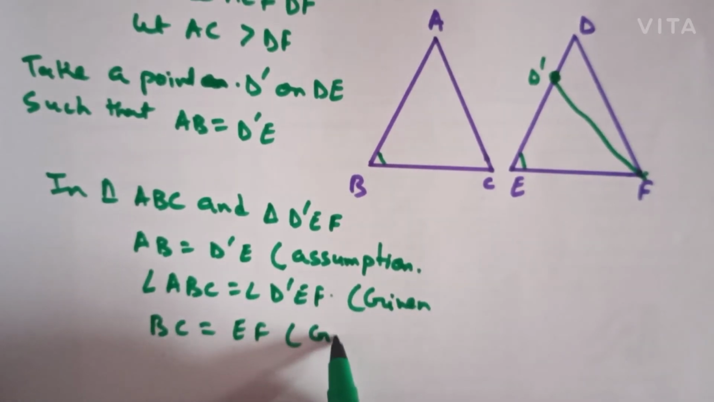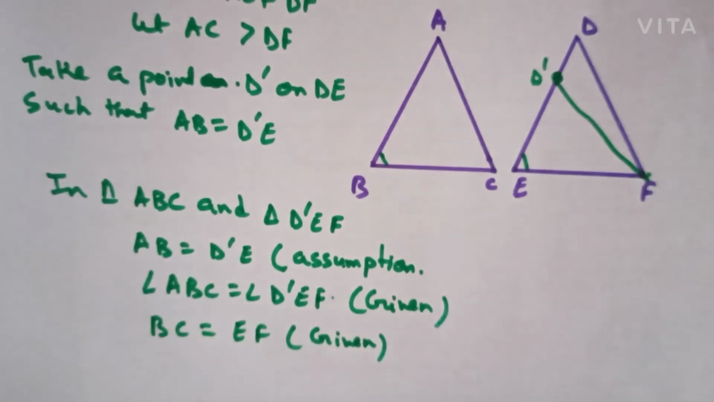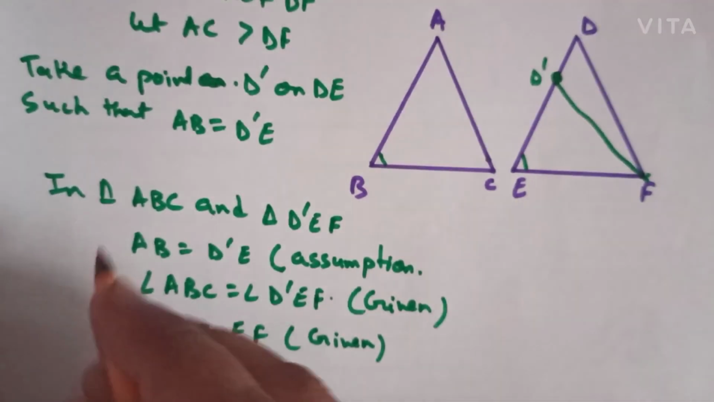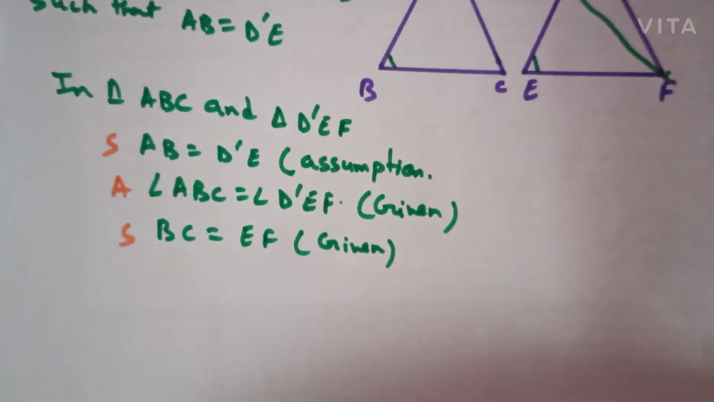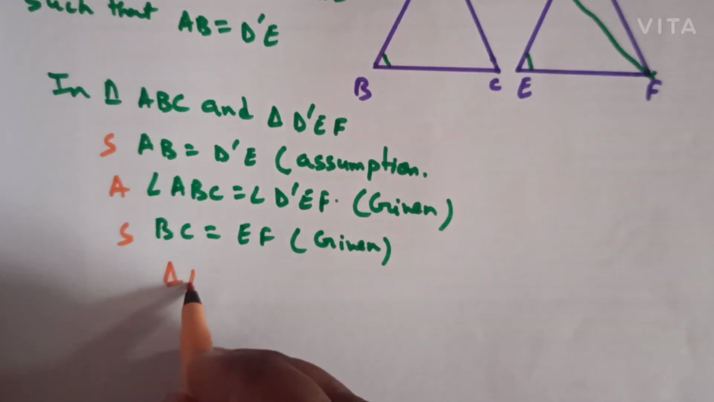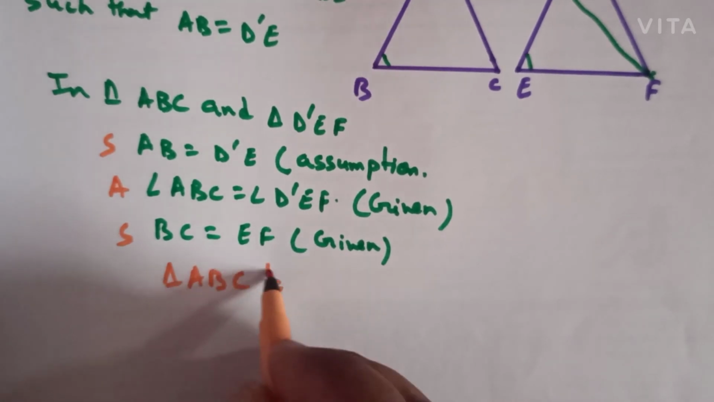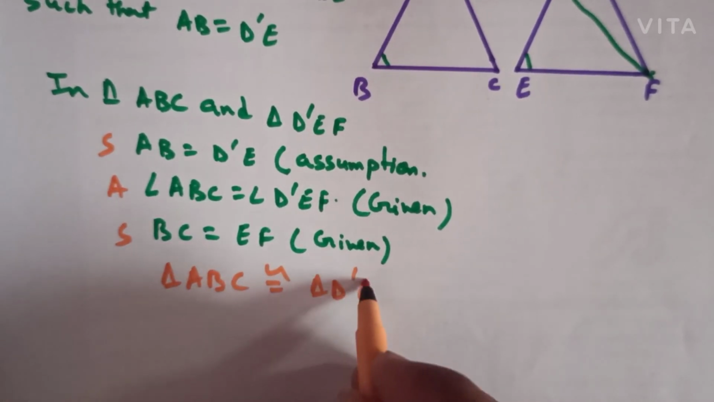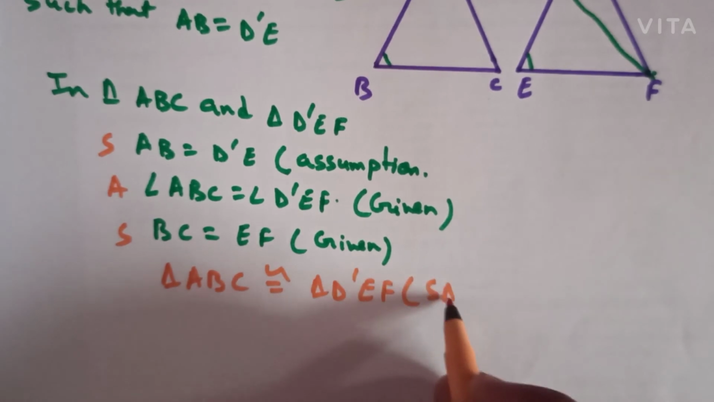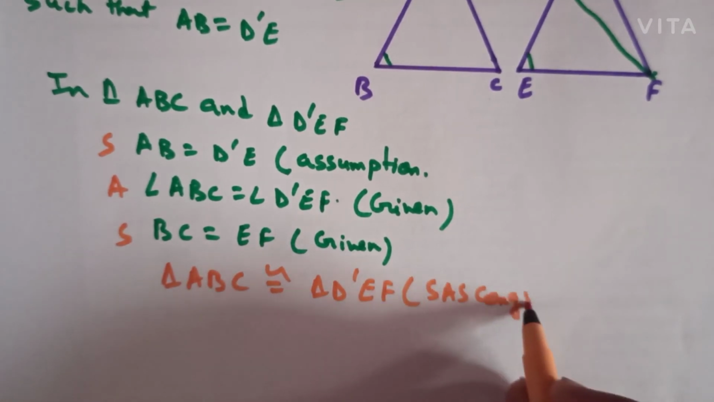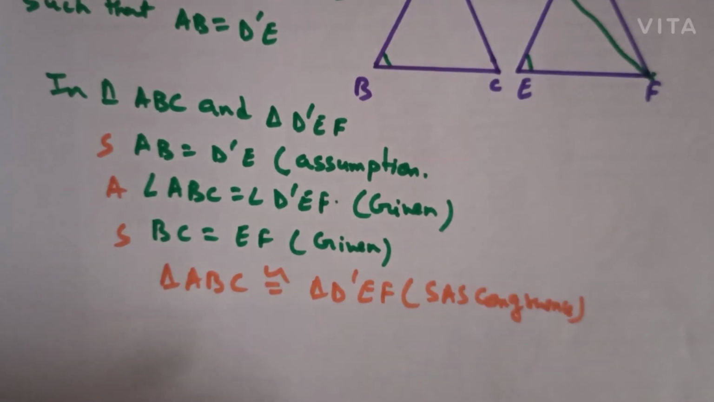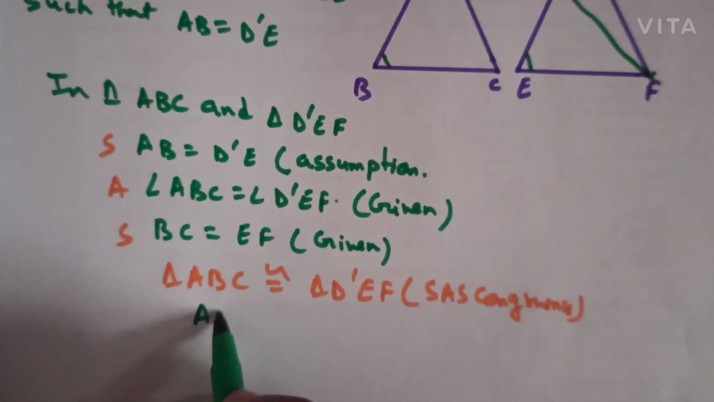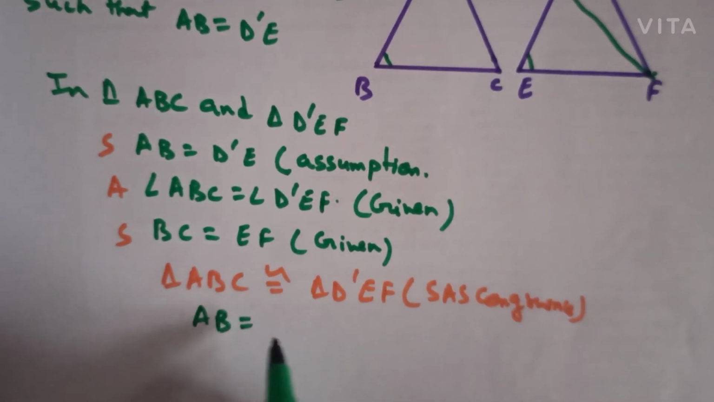So we can apply again side angle side congruence, that is SAS congruence. By side angle side congruence, we say that triangle ABC is congruent with triangle D dash EF by SAS congruence. Okay, so if this is the case, then we can say that AB is equal to D dash E.